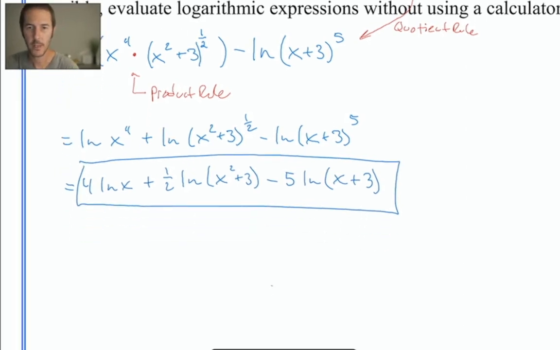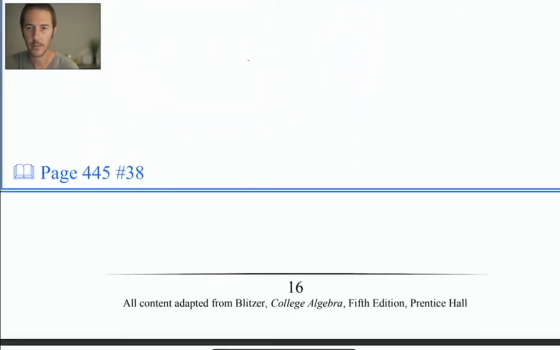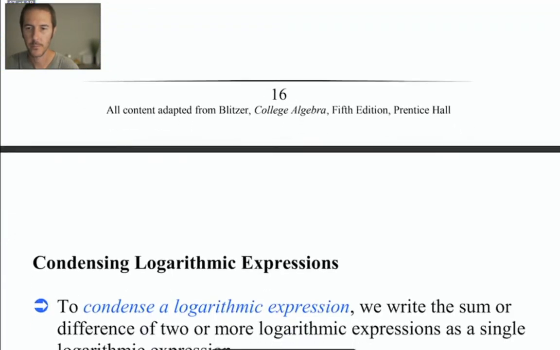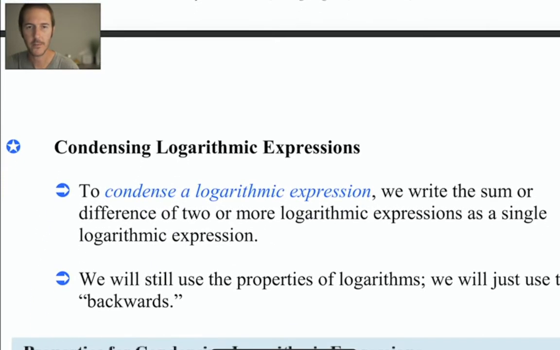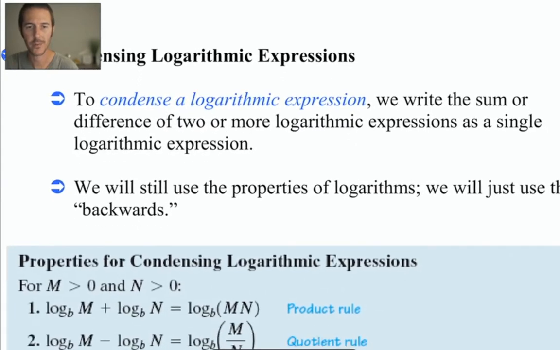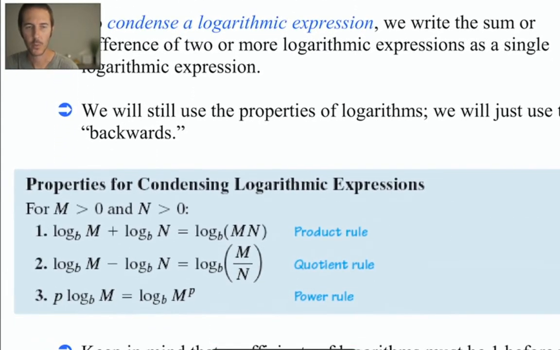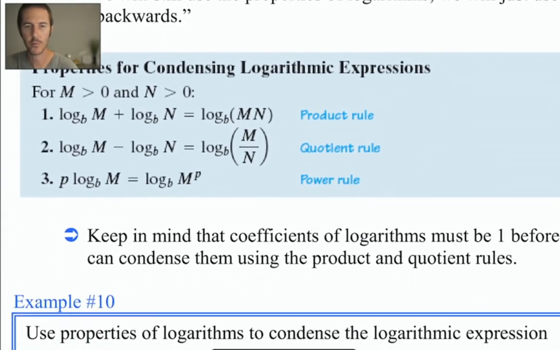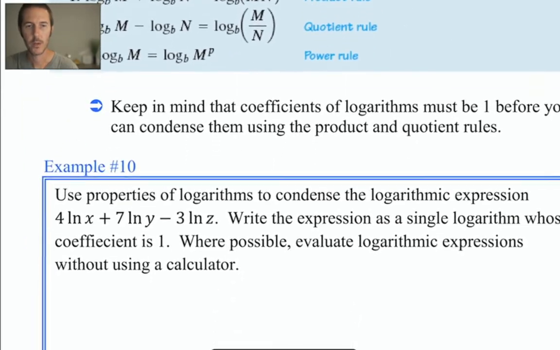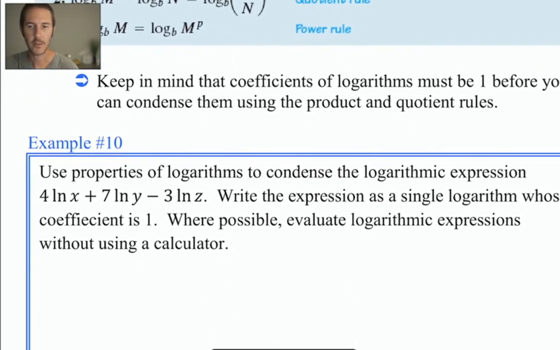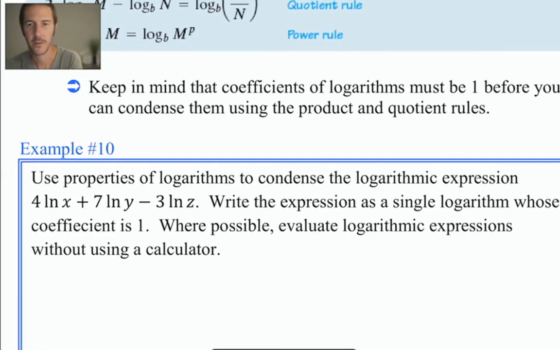And then the next thing that we're going to look at is condensing logarithmic expressions. So exactly what we just did, we're going to apply these 3 rules, except we're going to take this already expanded statement and we're going to put it all back together and write it as one natural log. All right, sorry, I had a little technical difficulty there.